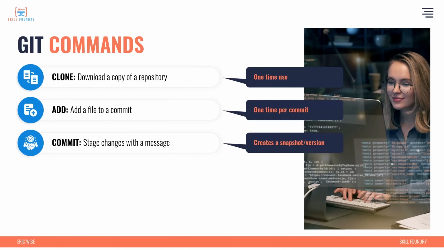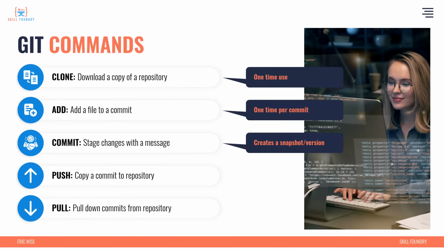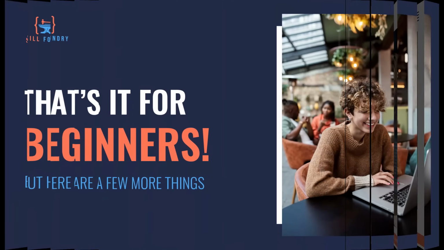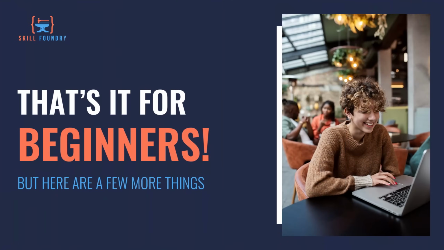And once that snapshot is created, you need to push it up to the repository in the cloud. So that's going to update the server version. And then your teammates are going to pull that version down, which pulls all the commits from the repository. And surprise, that's really it for beginners. If you're a solo developer, that's all the terminology you really need to understand. But I do want to cover a few more things, just kind of foreshadow some things that if you get into a professional environment, you're going to be faced with.